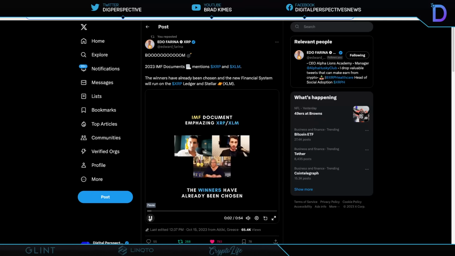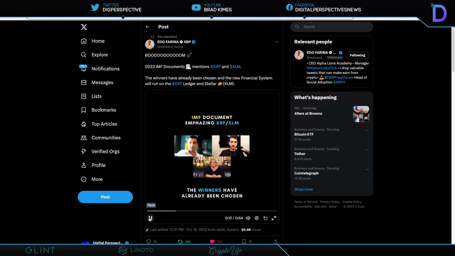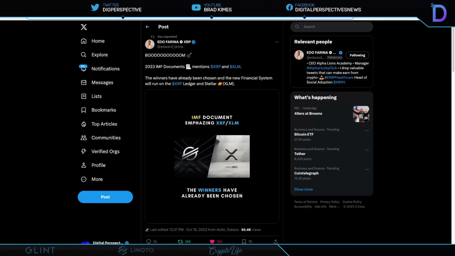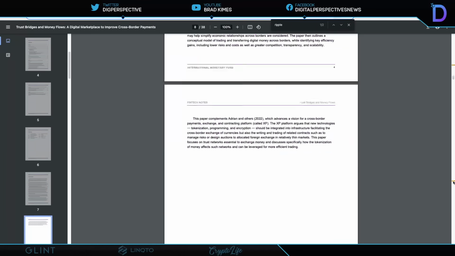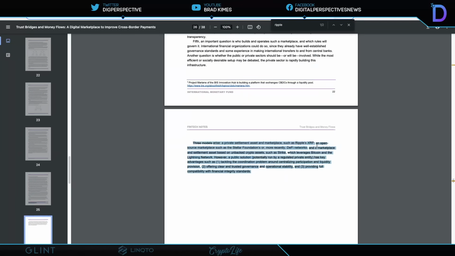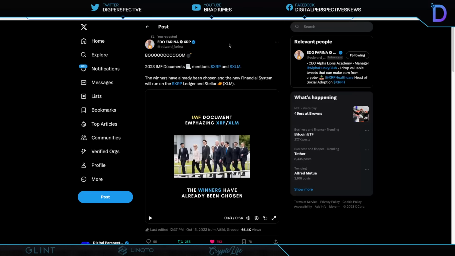In March of 2023, there was a report by the IMF titled Trust Bridges and Money Flows, a digital marketplace to improve cross-border payments. And interestingly, on page 23, they mention two digital assets, and that's XRP and XLM. The Bank for International Settlements publishes their money flower. And there is a small space in that money flower for those private cryptocurrencies. So I agree with you that the winners of this have already been chosen. Absolutely, no doubt about it. The winners have already been chosen for me. We're just watching it unfold.